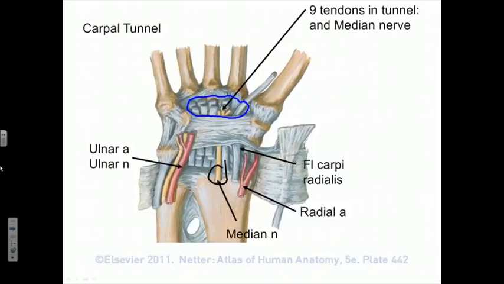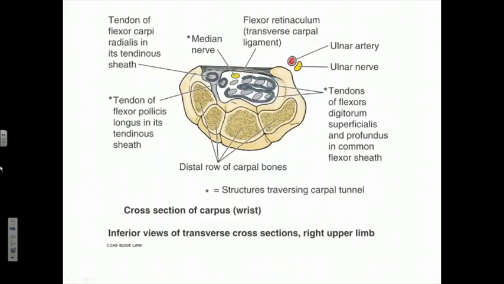So if we look at a section view of that, you can see this view illustrating the 9 tendons that are traversing the carpal tunnel. We'll be more specific about their names going forward. But again, I want you to realize the significance of the fact that the only neural or vascular structure that's traversing the tunnel is the median nerve. Blood vessels and other nerves that supply the hand reach the hand by coursing outside of the carpal tunnel.